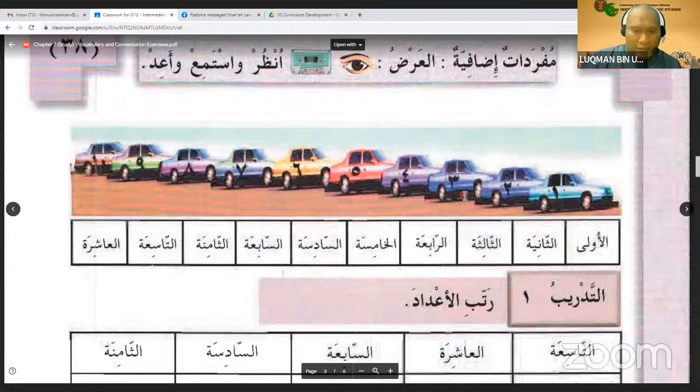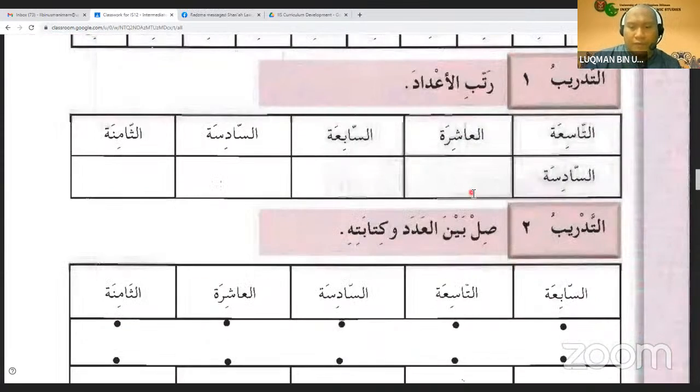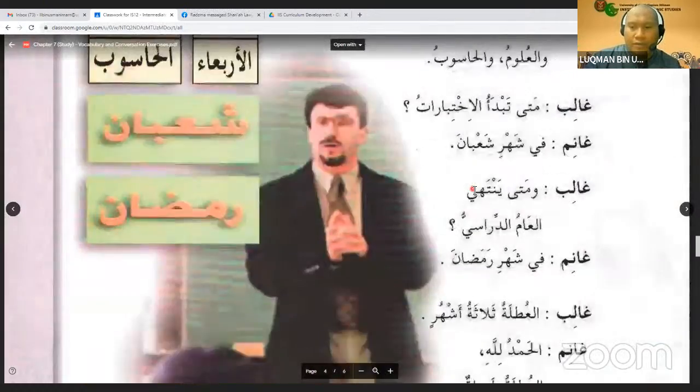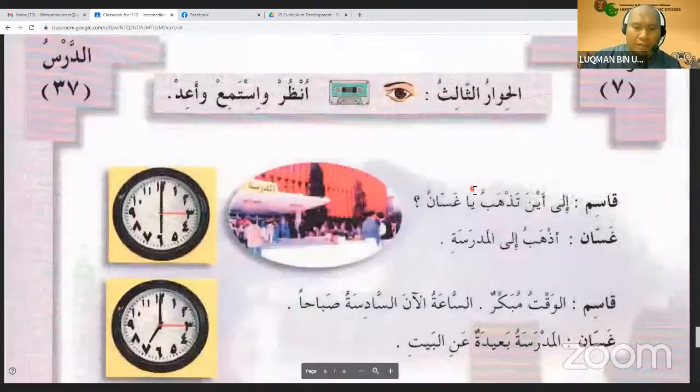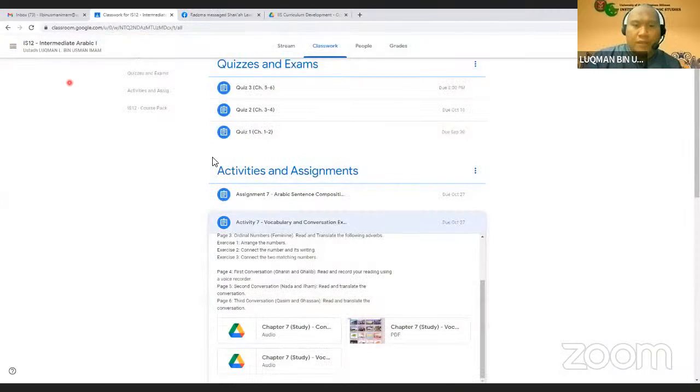So these are the first to 10th, feminine form. Then there is a conversation here. You just have to read this and do the exercise. I think you need to translate and record your reading of this.